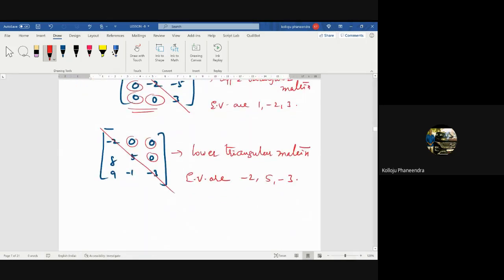Any doubts? And someone asked, are eigenvalues complex? Yes, eigenvalues may be complex also.